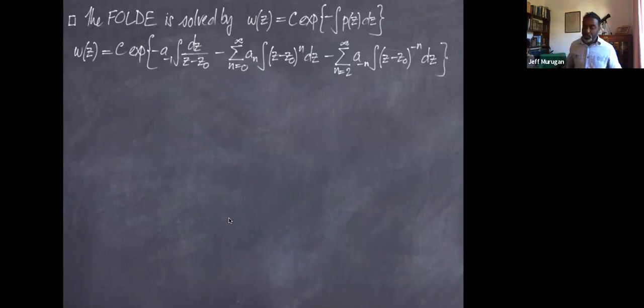Very good. So there's 3 parts. One involves an integral that goes like 1 over z minus z naught. The other one involves an integral that goes like z minus z naught to the n, positive n. And the other one involves z minus z naught to the minus n. Again, n is a positive number. I'm summing from 2 all the way through to infinity.